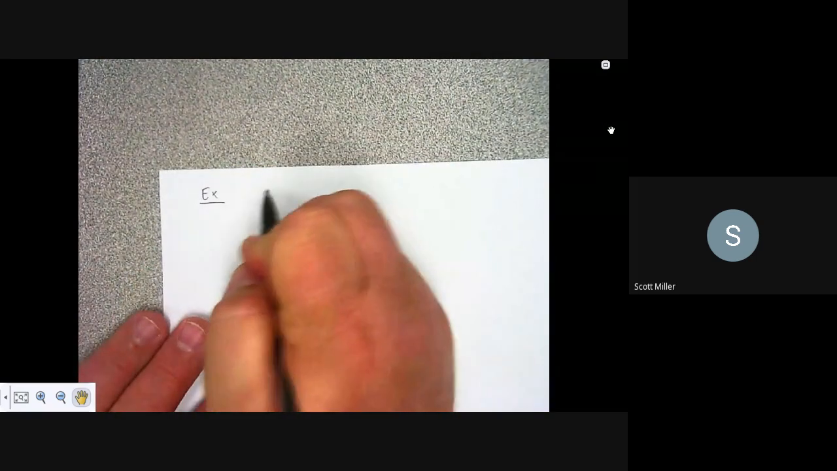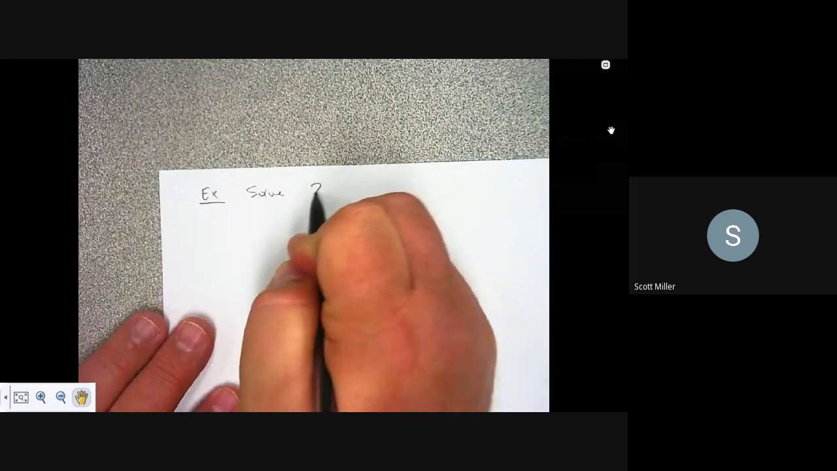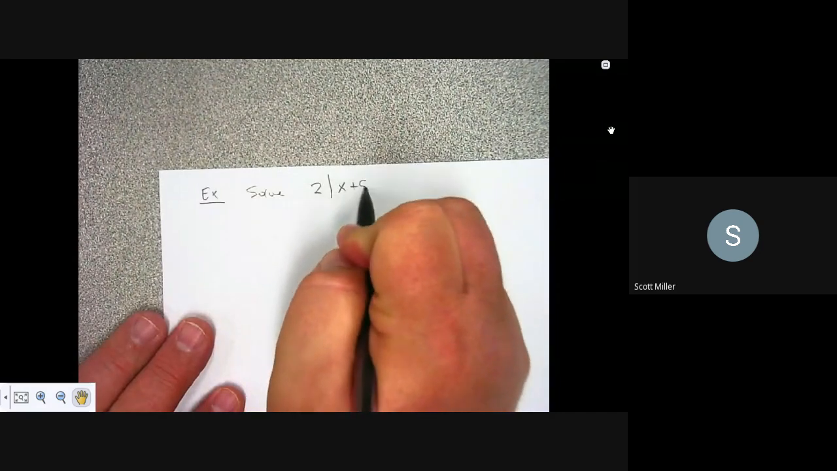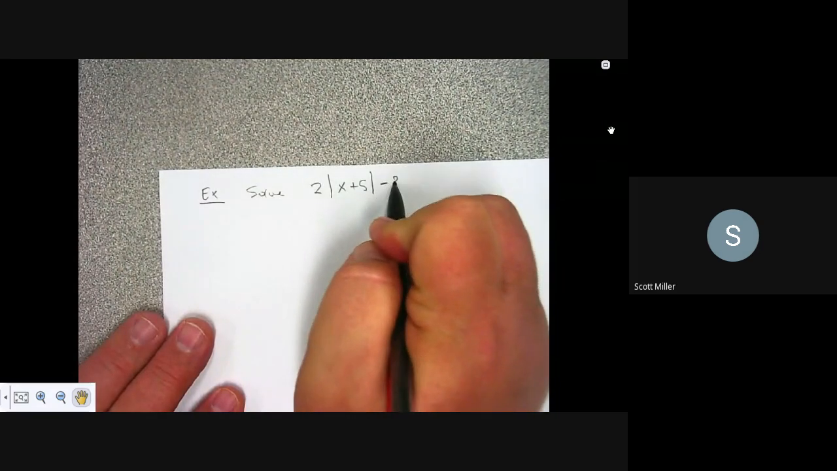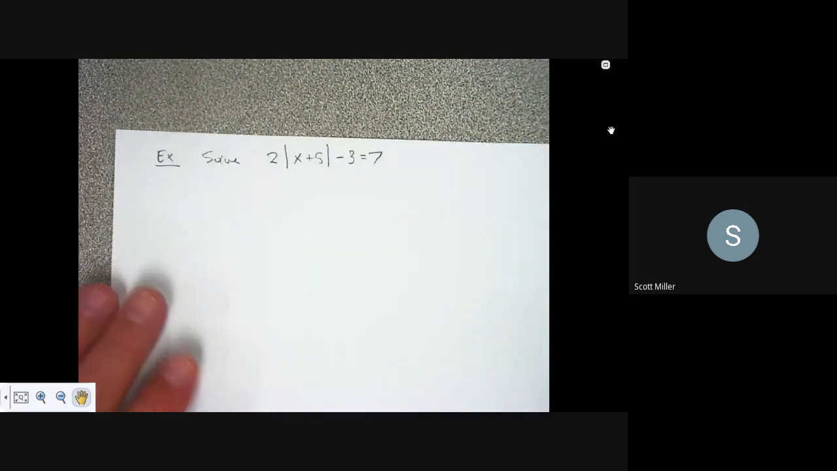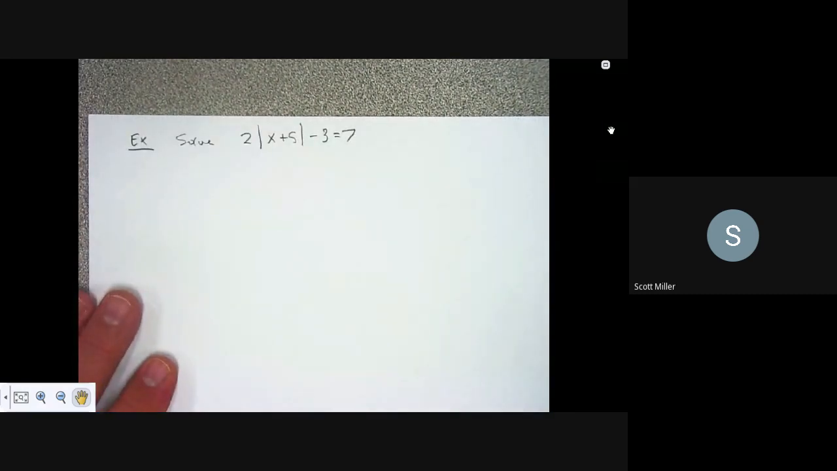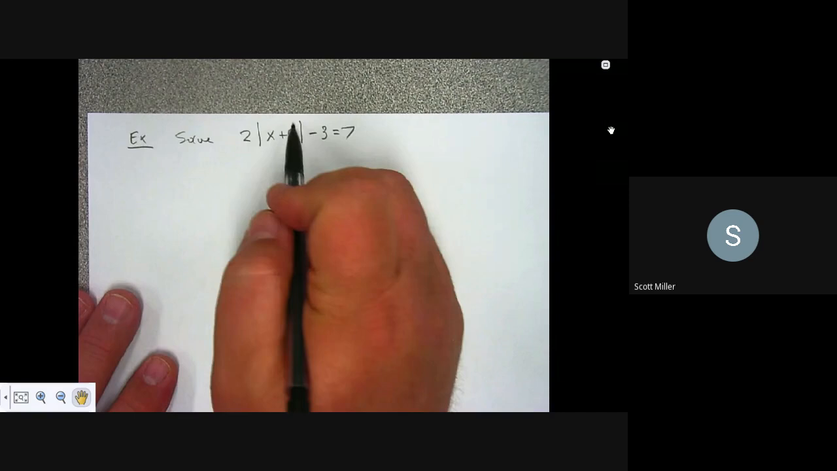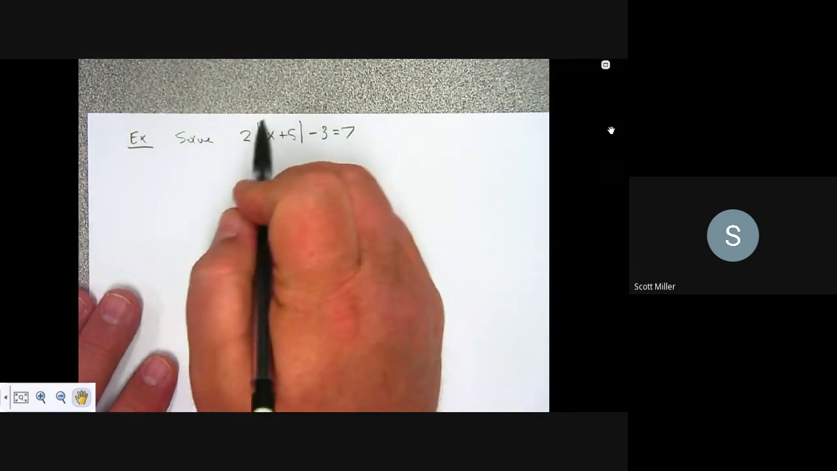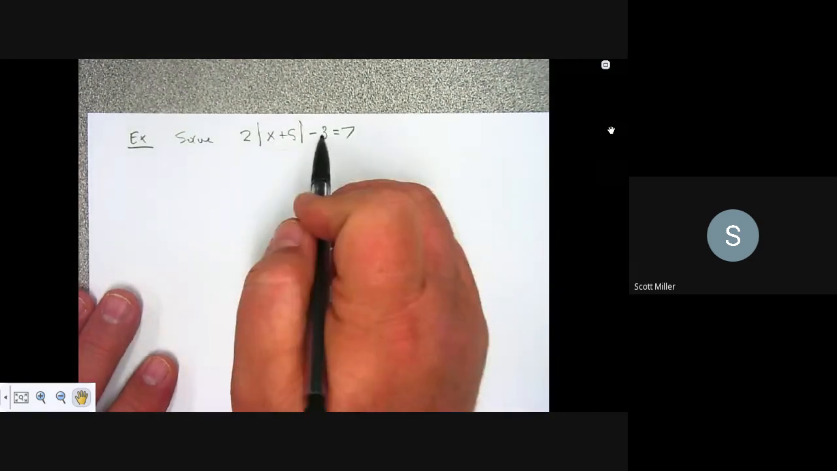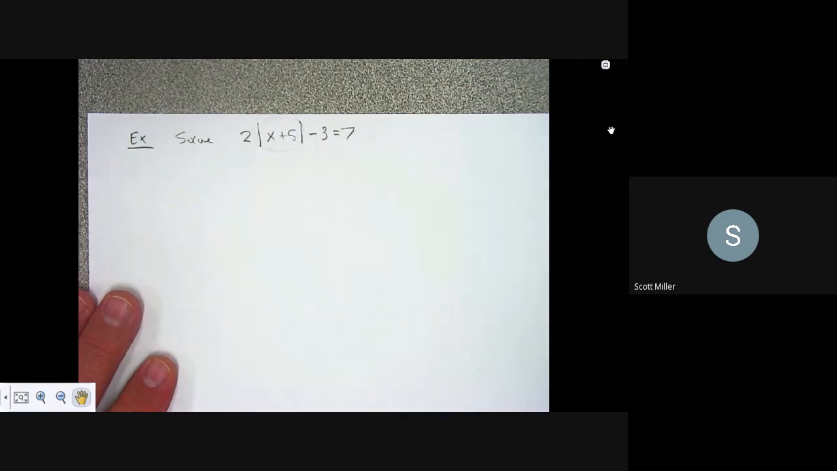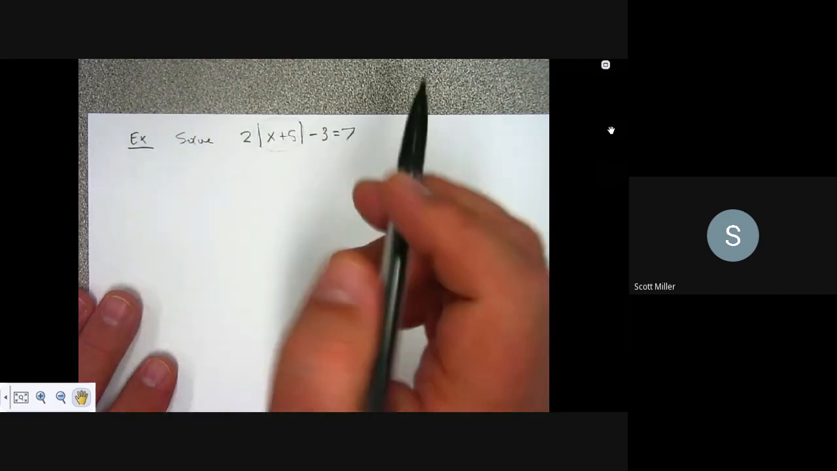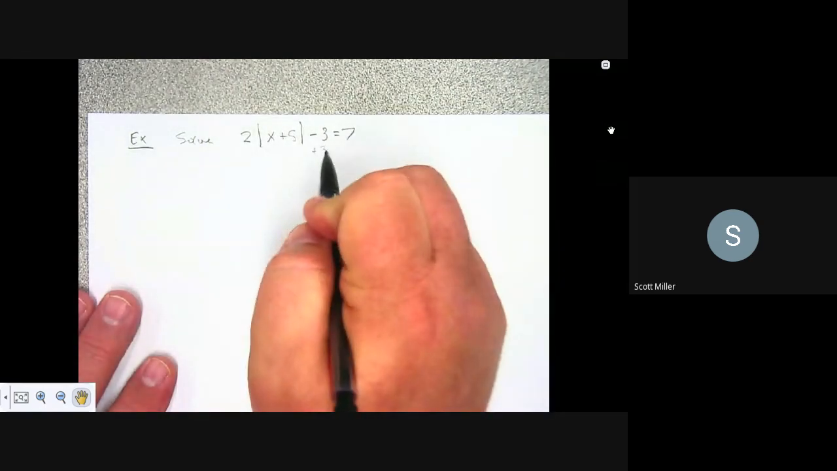So let's take a look at an example. We're going to solve this example right here: 2 times the absolute value of 5, x plus 5 minus 3 equals 7. So we're going to do that problem. Our goal is to isolate this absolute value expression. So the 3 and the 2 are going to have to be removed from the side. So add 3 to both sides.